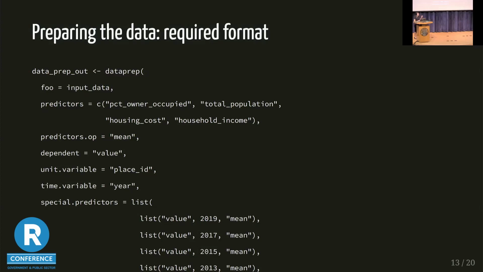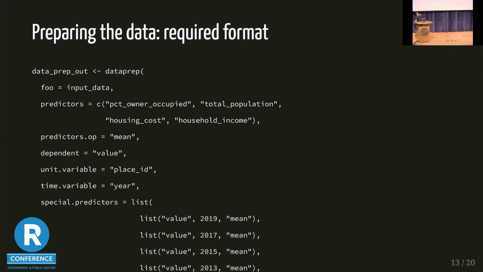But before running Synth on this, we want to put the data from a regular data frame into the data prep object. The dataprep function is from the Synth package, and what we did here is give it the data. That input data is what we just saw, and then the column names for the predictors, the column names for the dependent variable, that's the outcome, and the column names for the unit and time variables. The special predictors are the lag values that we talked about earlier.